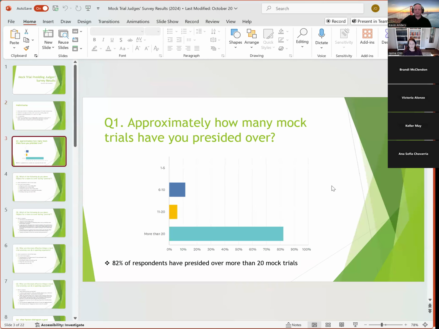What we found based on those 17 respondents was that almost all of them, 82%, had presided over more than 20 mock trials. So these are very, very experienced presiding judges that we're talking to.